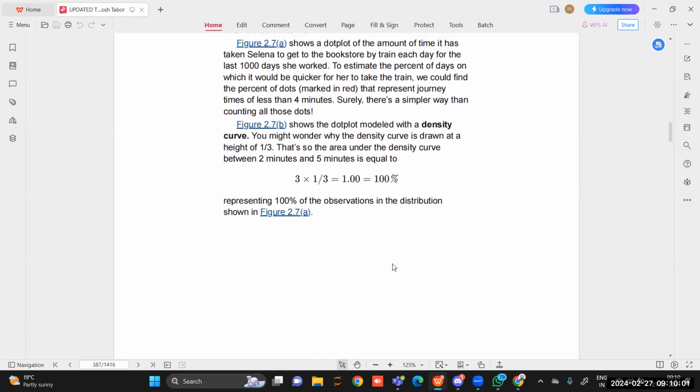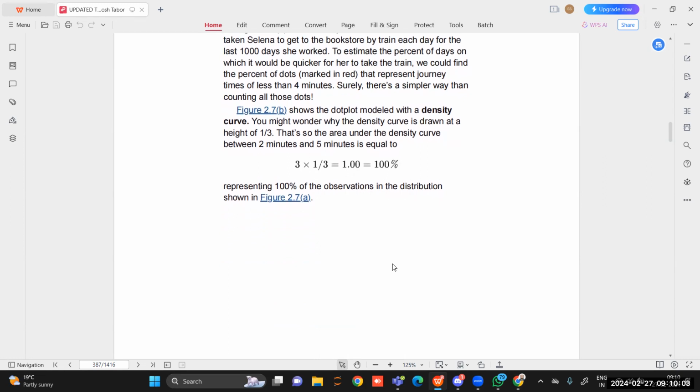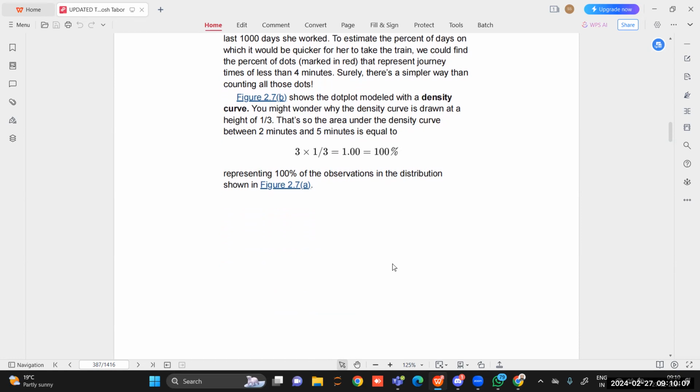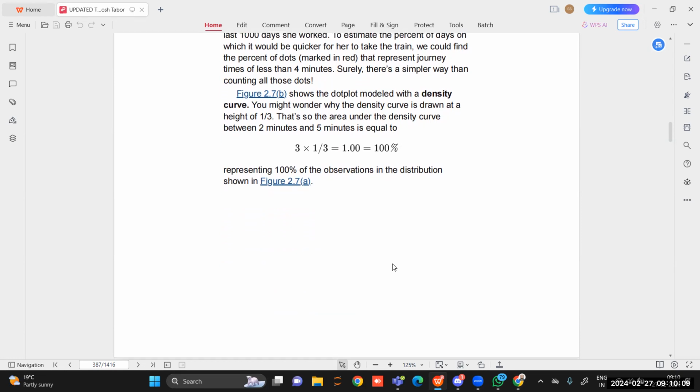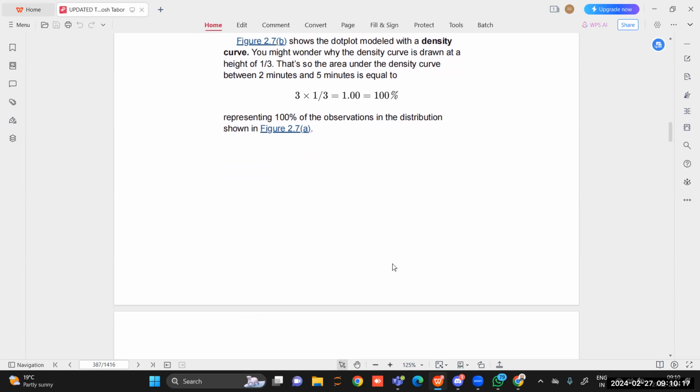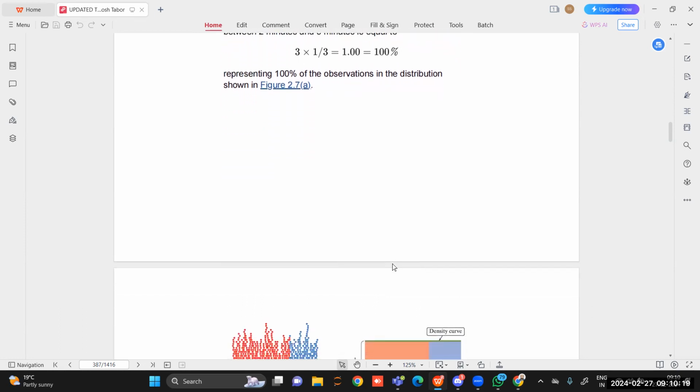Surely there is a simpler way than counting all the dots. So Figure 2.7b shows the dot plot model with a density curve. You might wonder why the density curve is drawn at a height of 1/3. That's so the area under the density curve between 2 minutes and 5 minutes is equal to 3 times 1/3, which equals 1, which equals 100%.